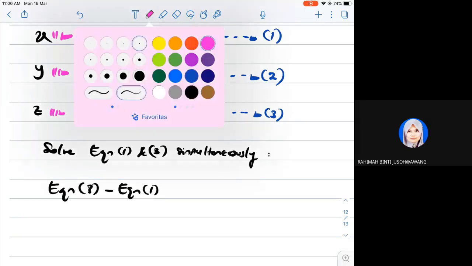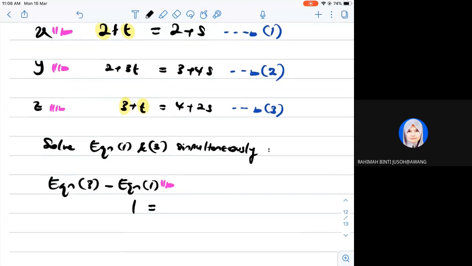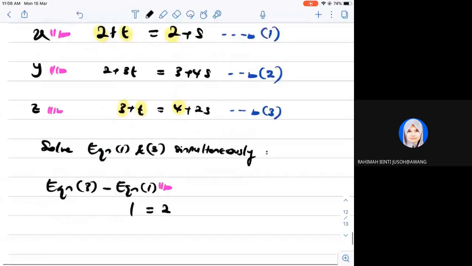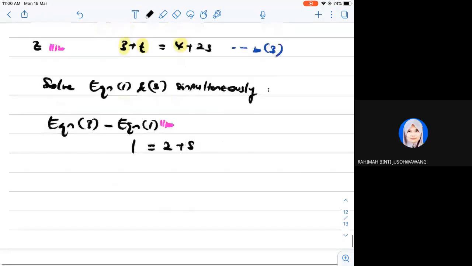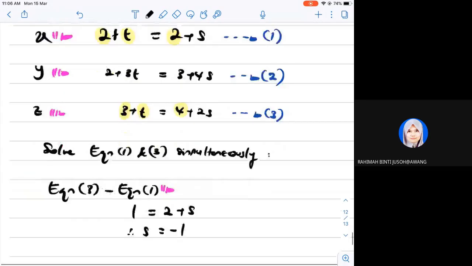So kita ada 3 minus 2 is 1. Ni. 3 minus 2 is 1. And then T minus T habislah kan? So samakan dengan 4 minus 2 is 2. Ni. 4 minus 2 is 2. Lepas tu 2S minus S becomes S, yes. Therefore, S equals to negative 1.